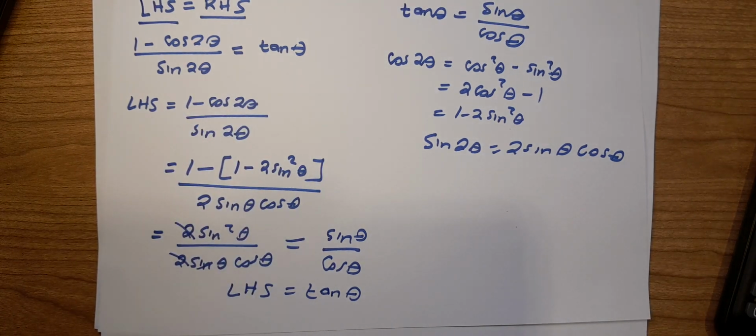You need to have a method of how you're going to prove these identities. Okay, now let's move into the second question and see how we are going to answer it.